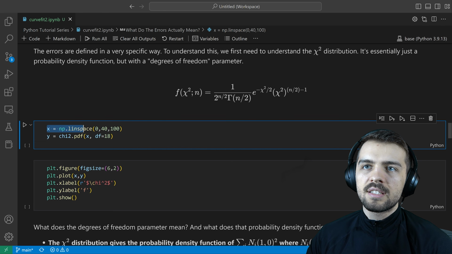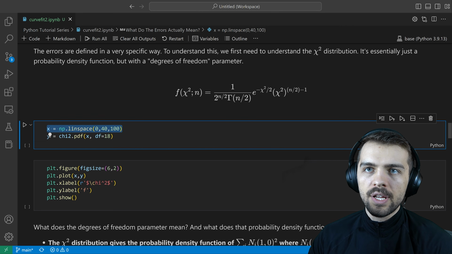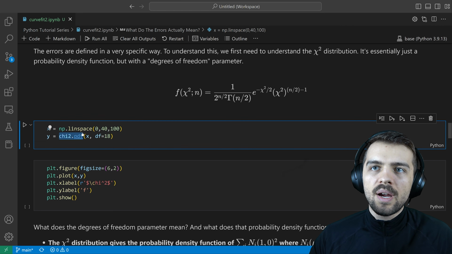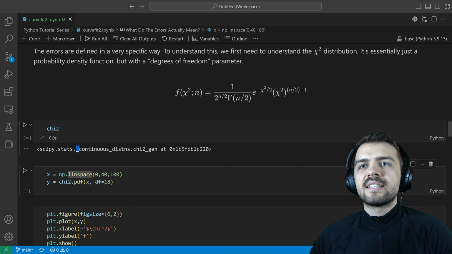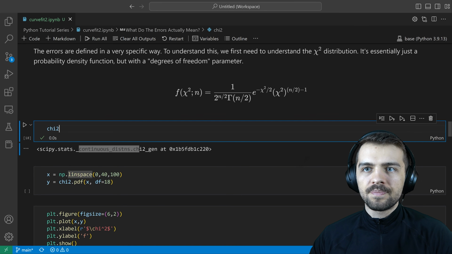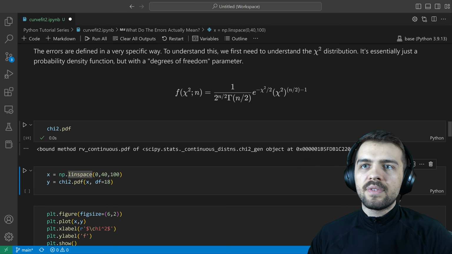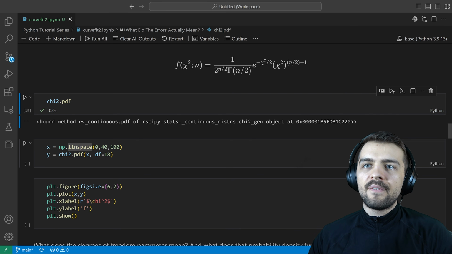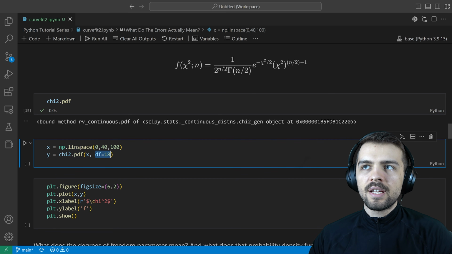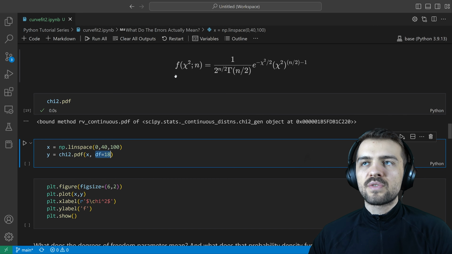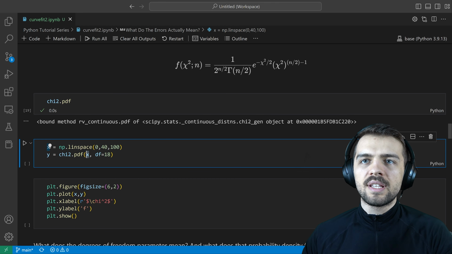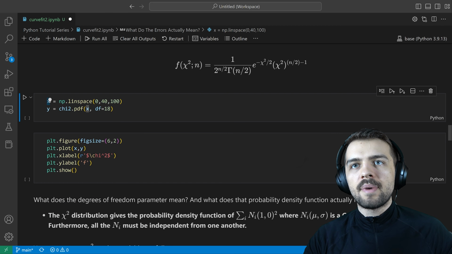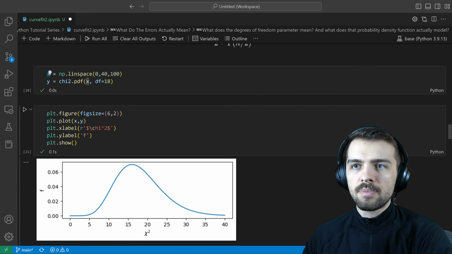So for example, if I create some x data in the range of 0 to 40, I can call the chi-squared.pdf function. So chi-squared, by the way, I've imported this. It's a SciPy stats continuous distribution. If I call .pdf, this is actually a function. And if I plug in x and the degrees of freedom, in this case, it basically evaluates this function, the probability density function, at each of these x values that I feed into it. So I can create some x and y values, and we'll actually plot what the distribution looks like.